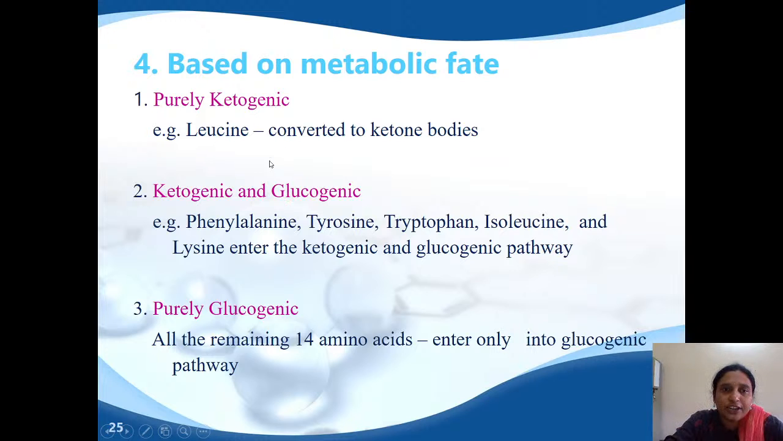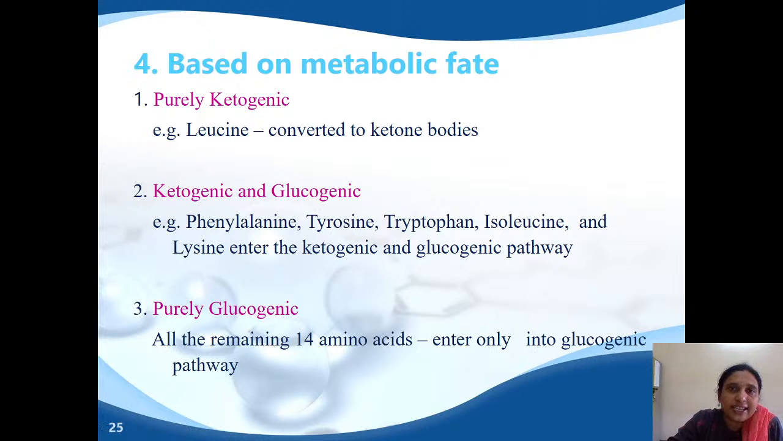Purely ketogenic means that if that particular amino acid is degraded, finally it will be converted to ketone bodies. So those amino acids you can call ketogenic. Out of the 20, only one amino acid is ketogenic, that is leucine. The next one, both ketogenic and glucogenic, I will come to after finishing this. The second type is glucogenic.